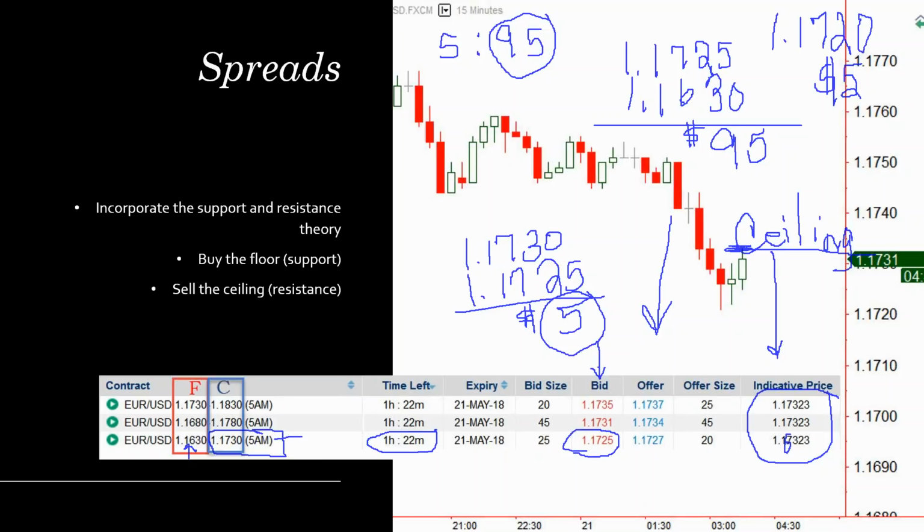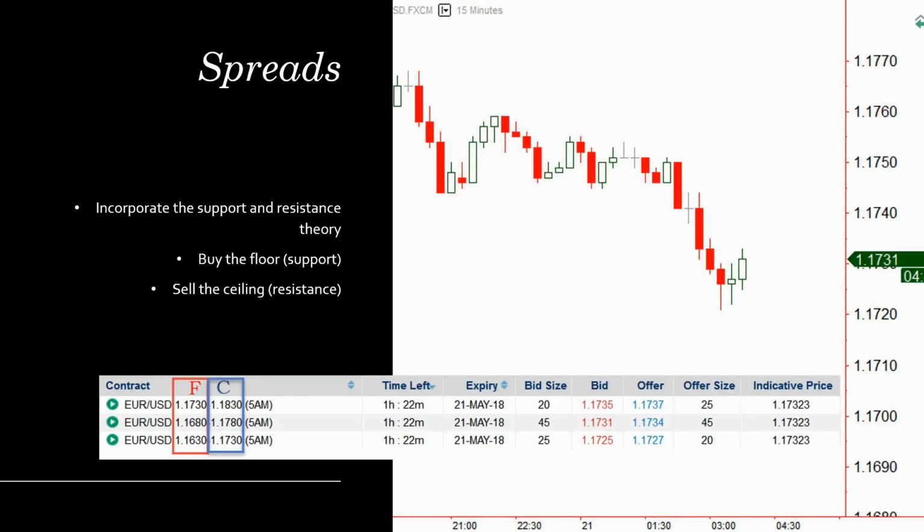It's really, if you can visually understand that it is about support and resistance, and the ceiling price is going to act as resistance, and the floor is going to act as support. So this would be up and resistance would be down. It will make understanding spreads much easier.